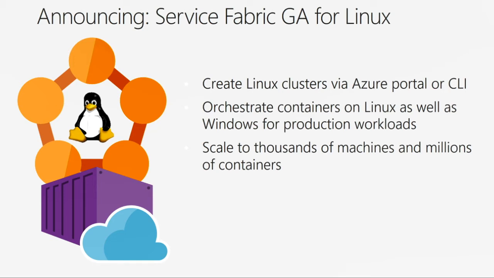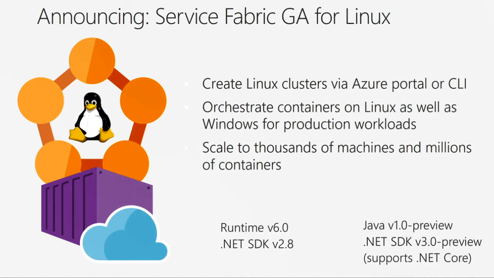So we're super excited today that after 2 years of relentless hard work, and we previewed this at Ignite last year, we've finally GA'd our Linux offering for Service Fabric, so you can truly have different OSs you want to run on in production. And you can scale these clusters up to thousands of machines, and of course you can deploy millions of containers inside that at scale.